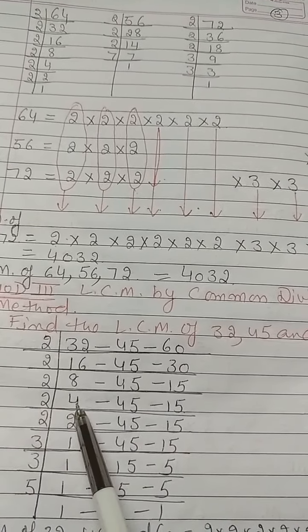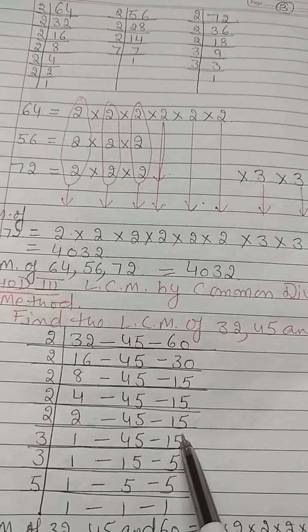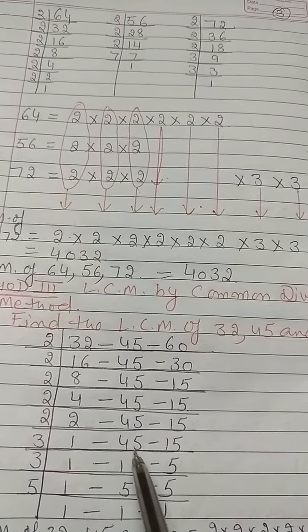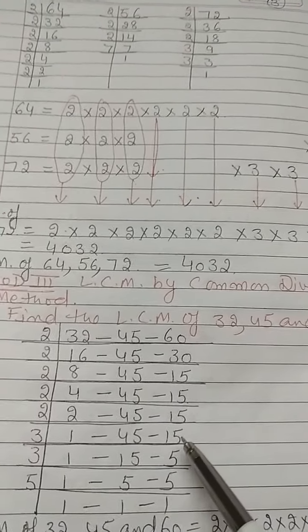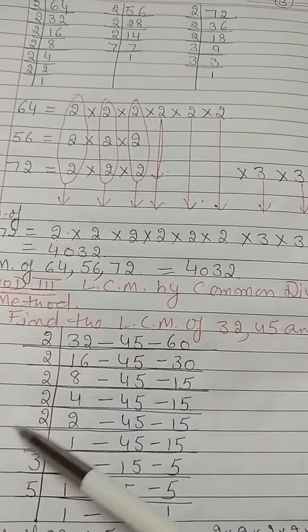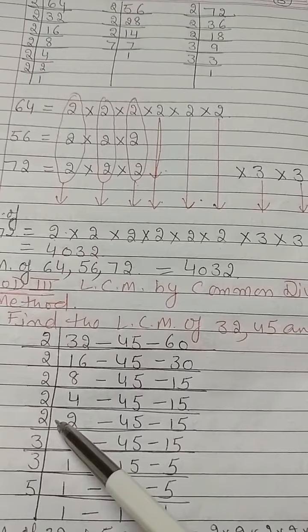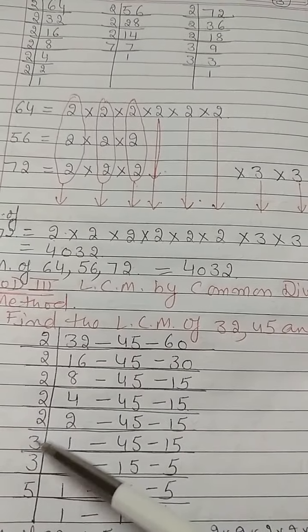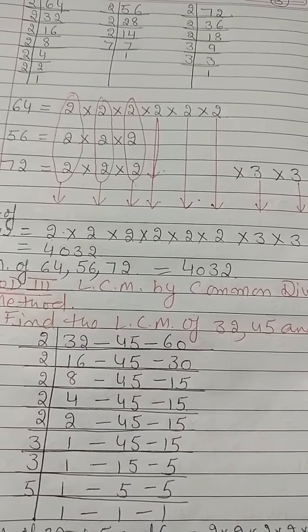Now next, 4 is again divisible by 2. 2 2s are 4. The other two numbers we write as it is. 2 1s are 2. Then the other two numbers are not divisible by 2, so you write them as it is. After that, when no number among these is left divisible by 2, your 2 is over here. And after 2, you check with 3. So here 1 goes till the end.